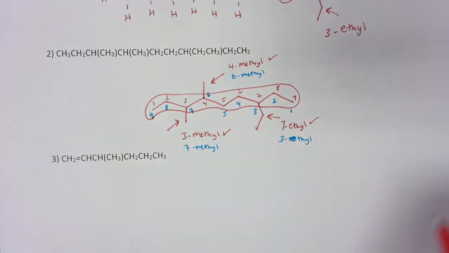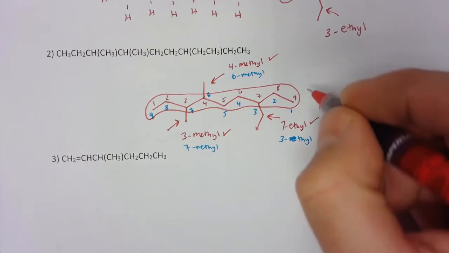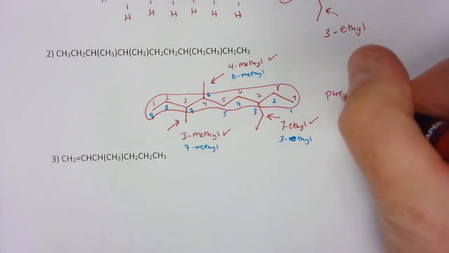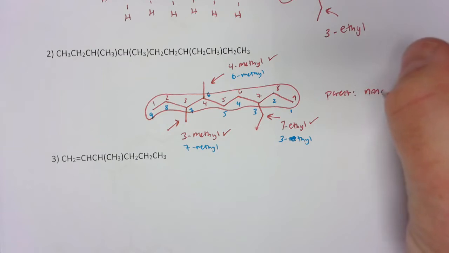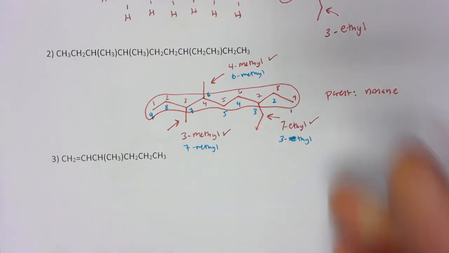So these are my properly labeled substituents. And then the parent chain is nonane. There are 9 carbons, so that's nonane.